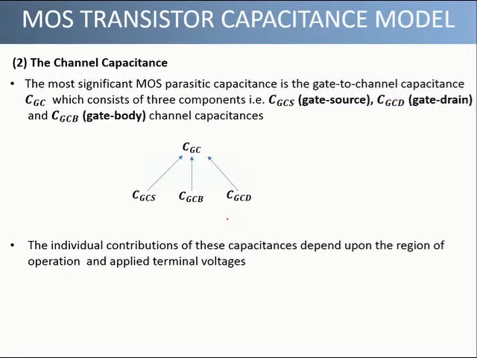The second type of capacitance is the gate to channel capacitance. This is the most significant capacitance in a MOS transistor. The total gate to channel capacitance is further made up of the sum of three components: gate to source channel capacitance, gate to drain channel capacitance, and gate to body channel capacitance. And importantly, the individual contributions of these capacitances depend upon the region of operation and applied terminal voltages of a MOS transistor. So let's see how it happens.